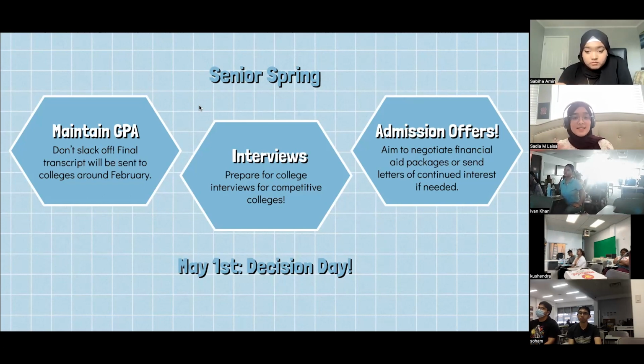And then send letters of continued interest to the places where you're deferred, either early or regular, to show that, you know, you will attend their institution if they take you.